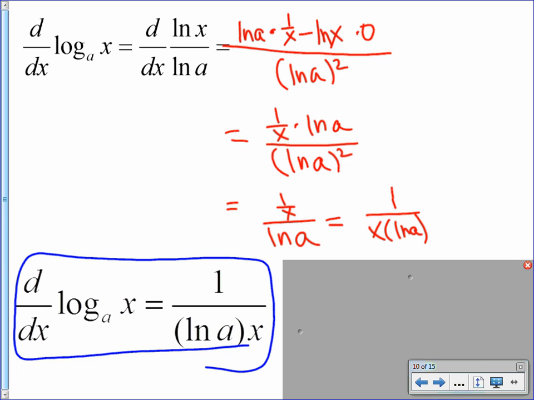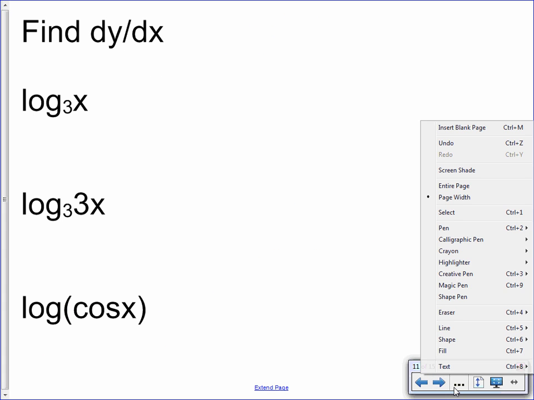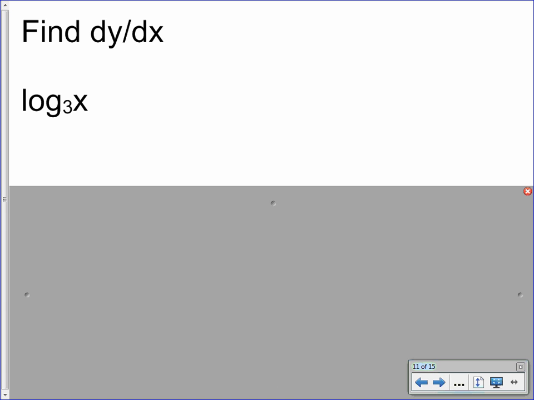Would you like to see some examples? Examples always help. Log base 3 of x. So it's a logarithm, not base e. So we still do the 1 over x, but then we also need natural log 3. That's it. It's still the 1 over x, we just have one more thing to put in there.